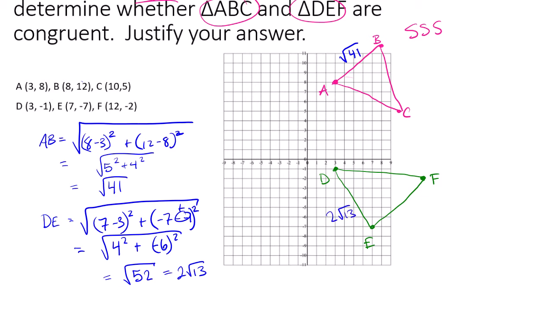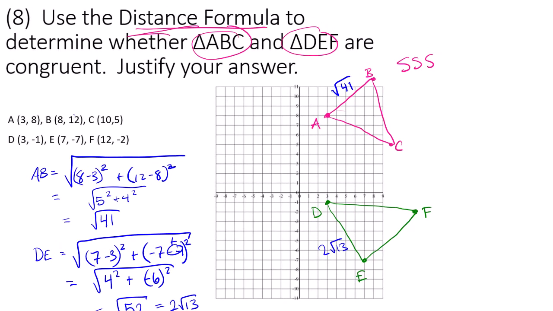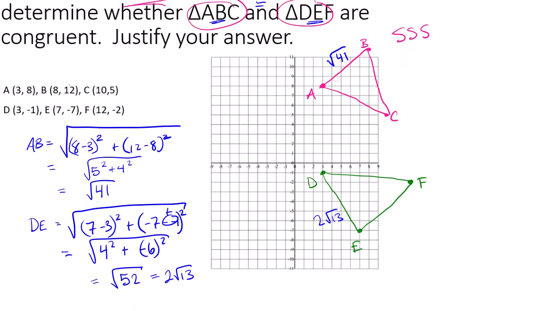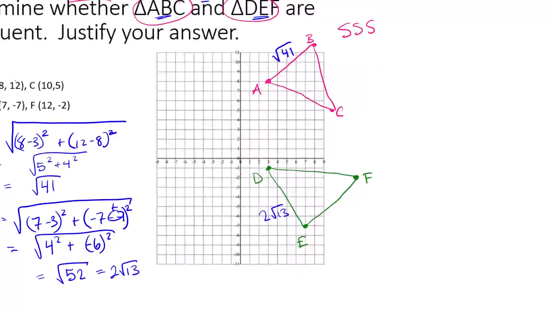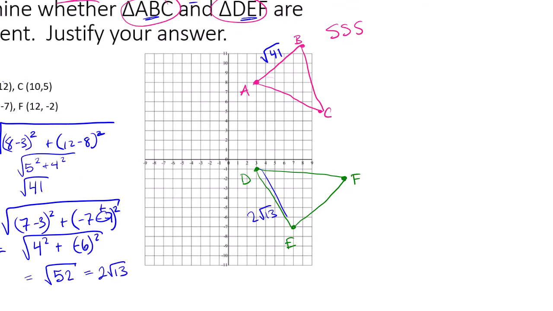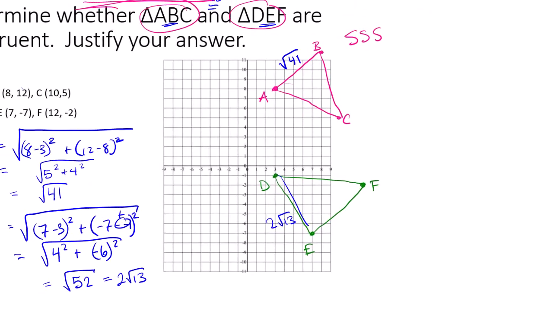So we know that AB and DE are not congruent. So if our congruent statement was exactly like this, then this wouldn't work, right? Because AB and DE aren't the same. But that's not necessarily a congruent statement, so maybe this can correspond with a different side of ABC.